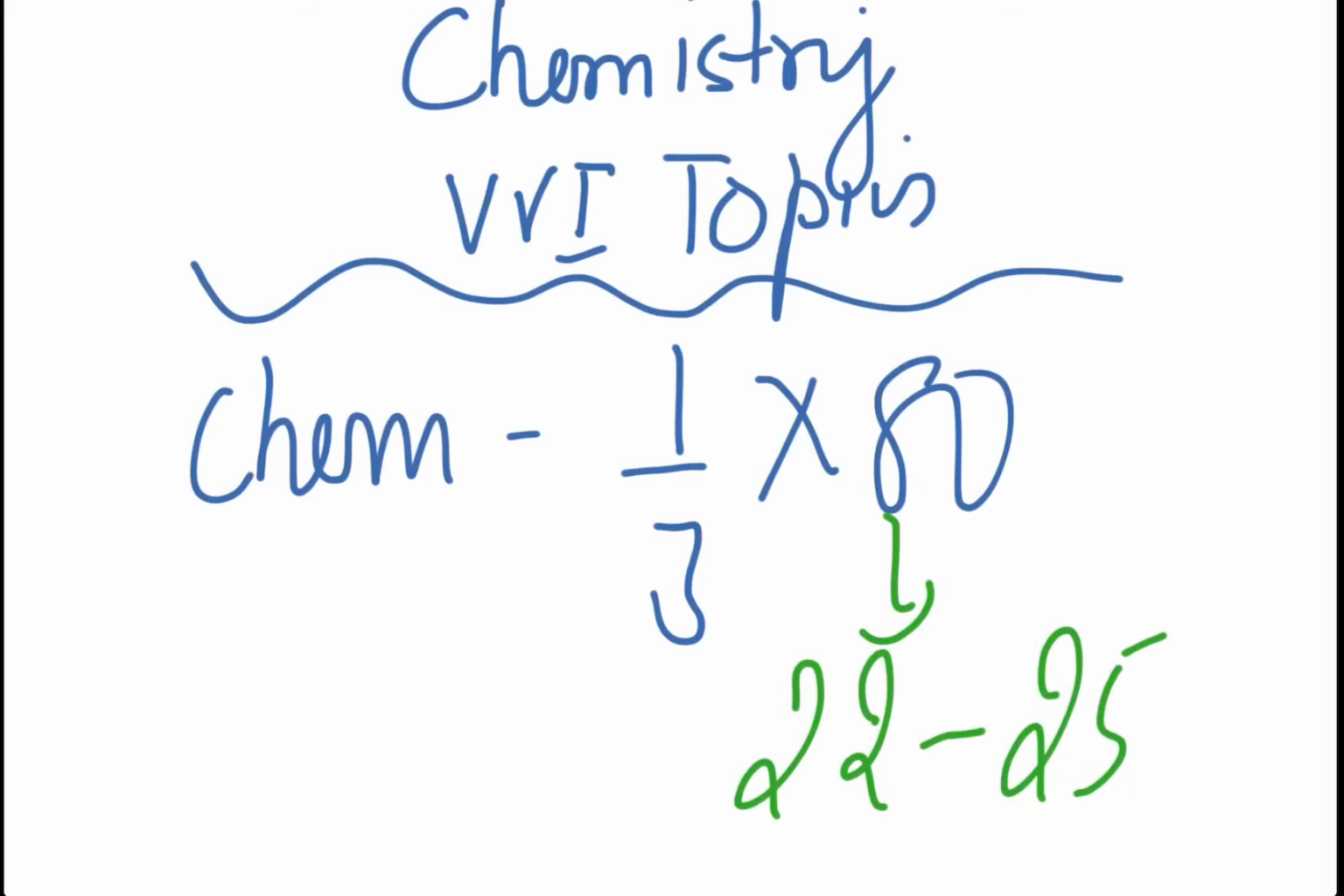There are 5 chapters in our chemistry. Chapter 1 to 5 of the NCERT: chemical equations and reactions, acid, bases and salts, metals and non-metals, carbon and its compound, that is the organic chemistry chapter, and periodic table. Okay, so let's understand them each one by one.